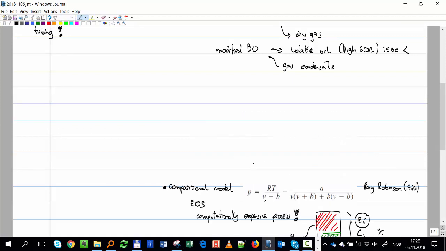But if the gas is dry, you can use BG to convert between standard and local. Only when you have condensation of liquid from the gas do you have to use a small RS.